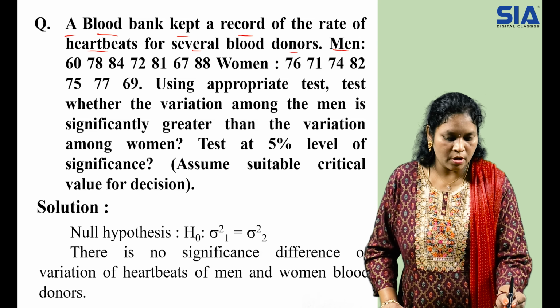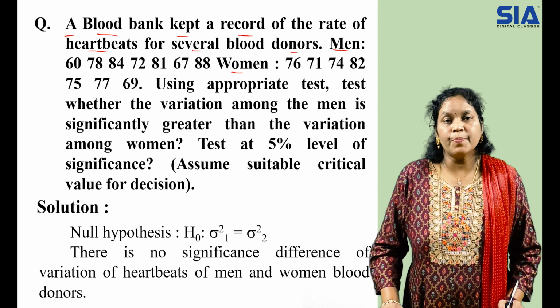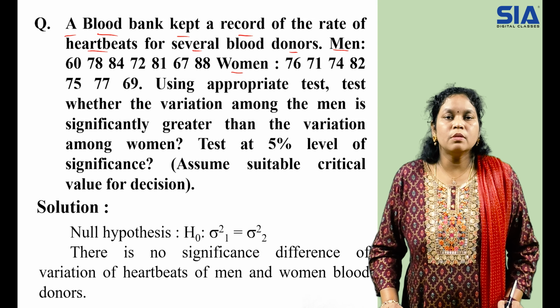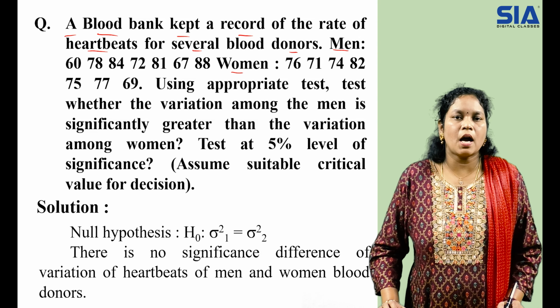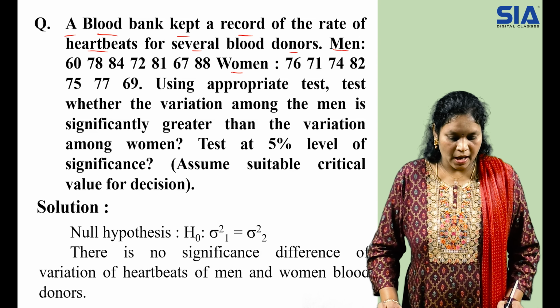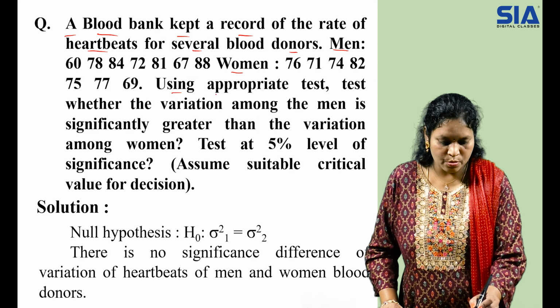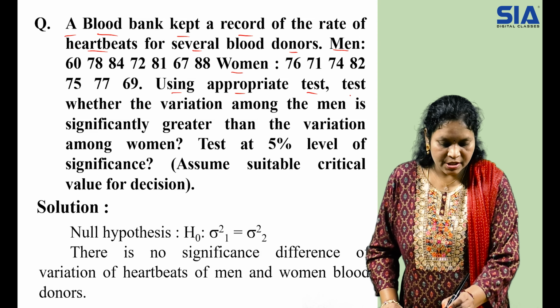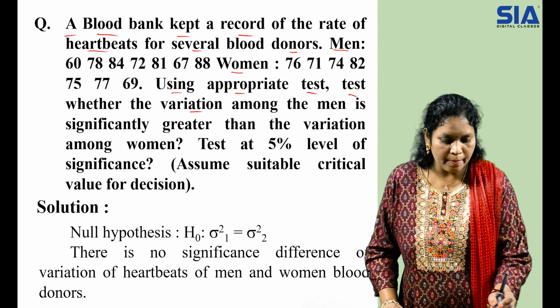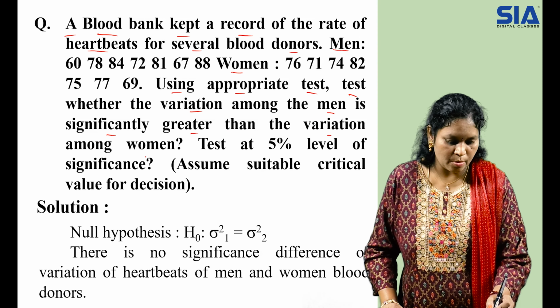First data is about men's heartbeat, then next data is about women's heartbeat. So while donating the blood, how the heartbeat is raised or how the heartbeat is going on, they have recorded the data, and now they want to check the variation. So using appropriate test, whether the variation among the men is significantly greater than the variation among women.